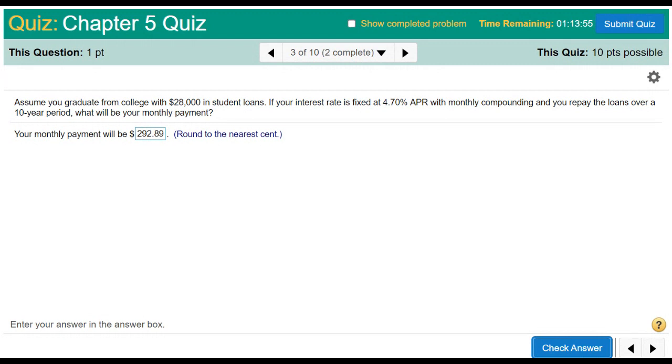So again, N equals 120. You have to convert the years into months, and also the interest into monthly compounding interest. And then after you're done with that, you're computing for payment. So 28,000 is your present value, what you owe right now, not future. Future value is 0. And then compute for payment.